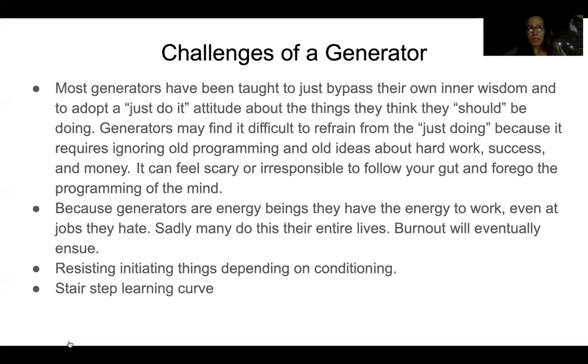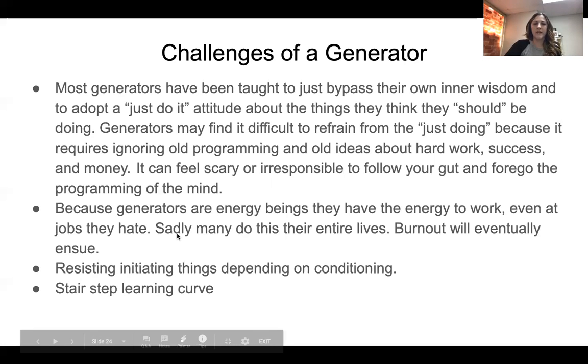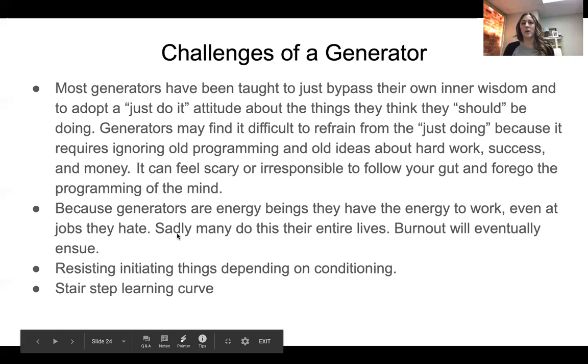Or they can get sick. It will eventually happen. It'll happen later. It'll take a little bit longer, but it'll happen. Burnout can really essentially happen for any of the types. It's just how you get to burnout is going to be a little bit different. Yes, exactly. Thank you.